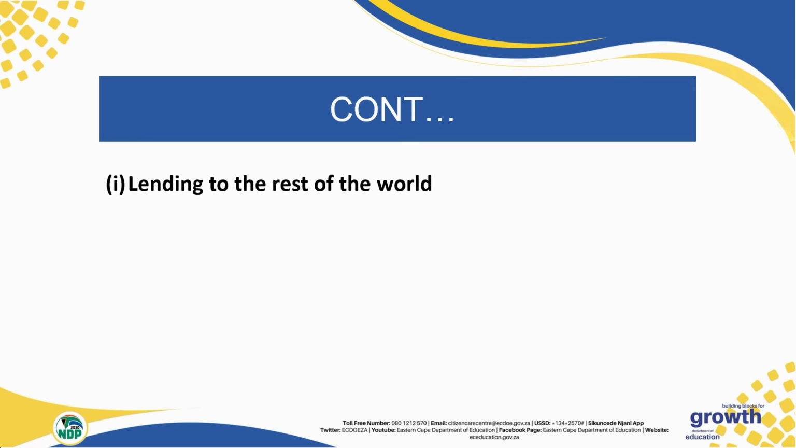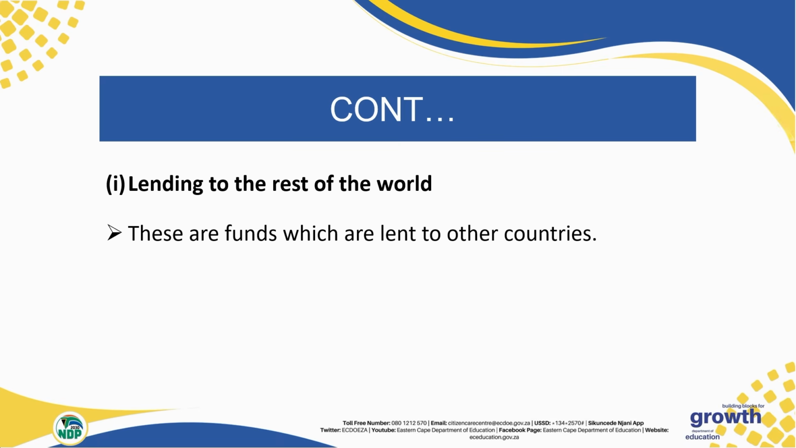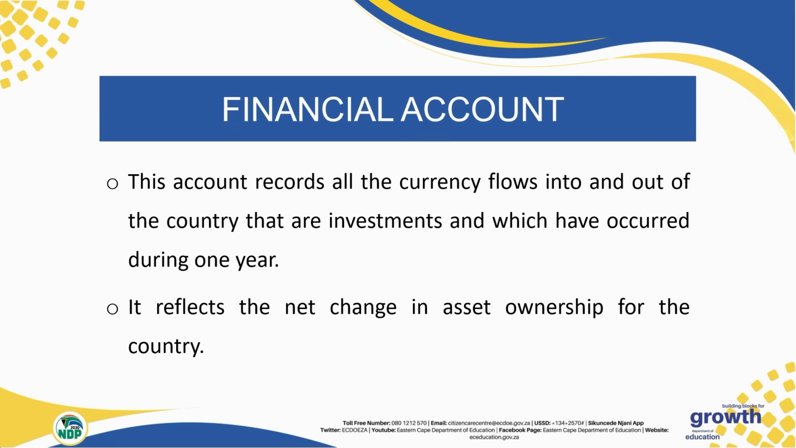The first item under the capital transfer account is lending to the rest of the world. This is the amount of money that we as a country lend to the rest of the world, the rest of the countries. And we deduct from that the borrowing from the rest of the world. This includes all the money that we as South Africans borrow from other countries. These two components give us the capital transfer account.